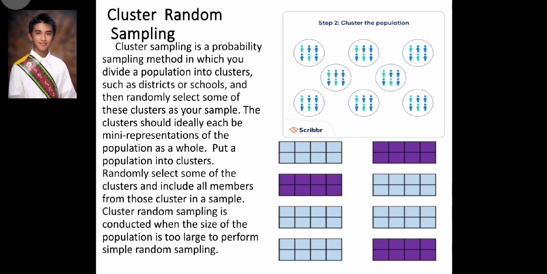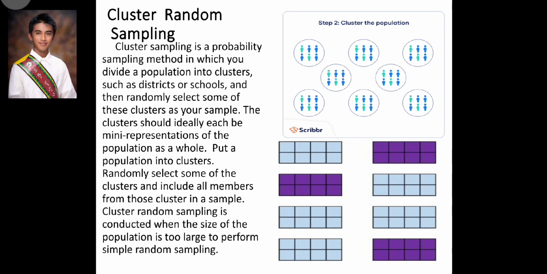The cluster random sampling is conducted when the size of the population is too large to perform simple random sampling. For example, if your research is all about the school performance of the whole province of Leyte, due to the large population, you need to lower or lessen the number of our sample. In order to do that, we use the cluster random sampling. With cluster random sampling, we divide the population into clusters.